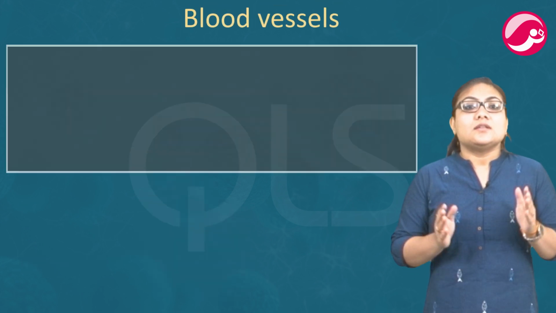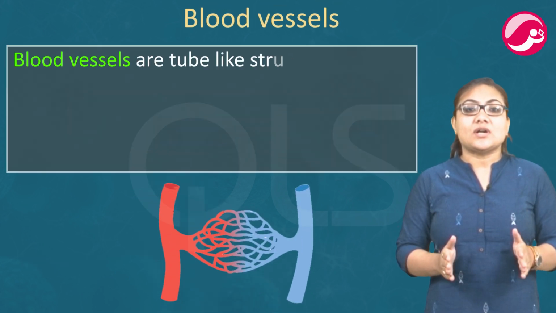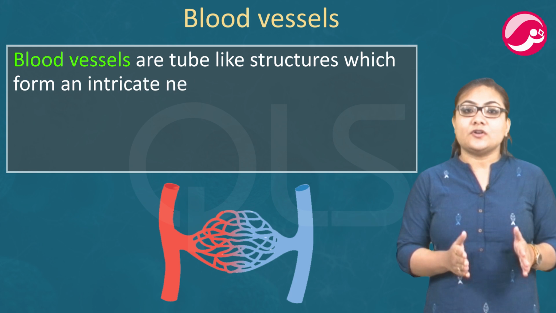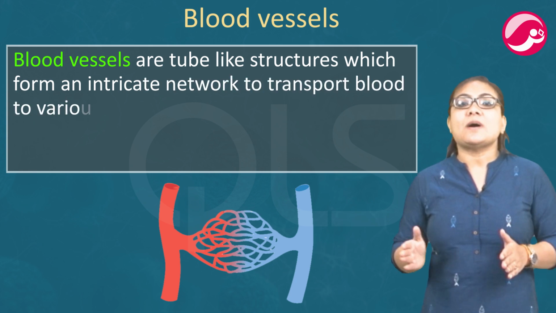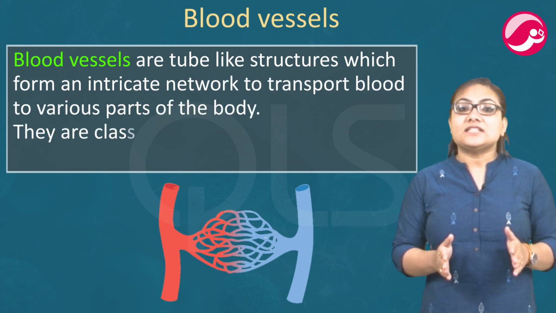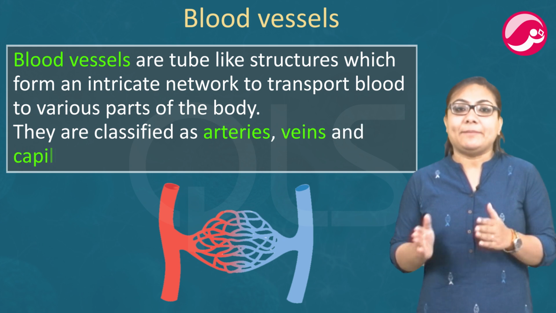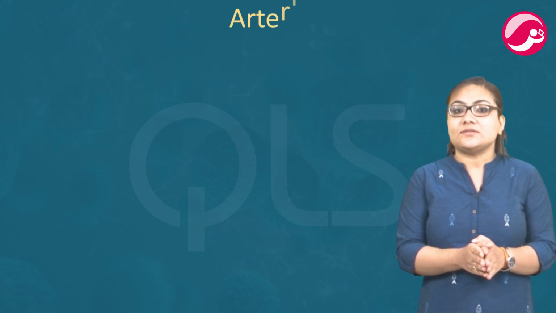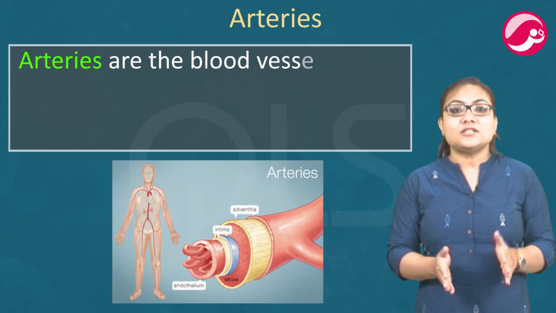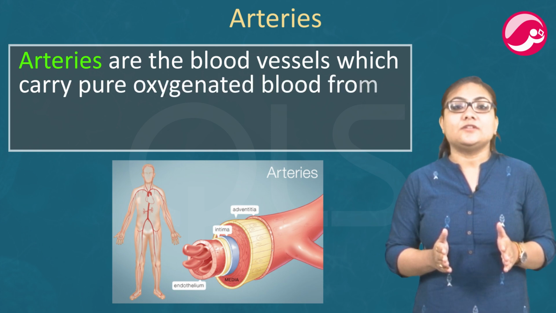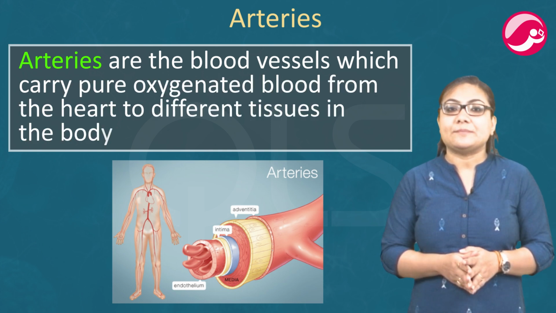Blood vessels. Now, blood vessels are tube-like structures which form an intricate network to transport blood to various parts of the body. They are classified as arteries, veins and capillaries. First, let's talk about arteries. Arteries are the blood vessels which carry pure oxygenated blood from the heart to different tissues in the body.